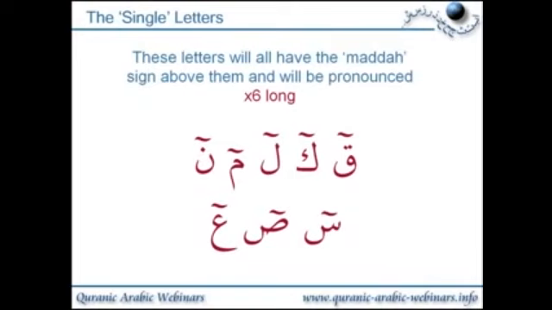So there's about 8 letters there, which all will carry the madda sign, both in the Uthmani and the Majidi script, and you just recite them as 6 long. But you recite the name of the letter, not the sound. So here you'd say qaf, not qa. Okay, so it'd be 6 lengths. Qaf.